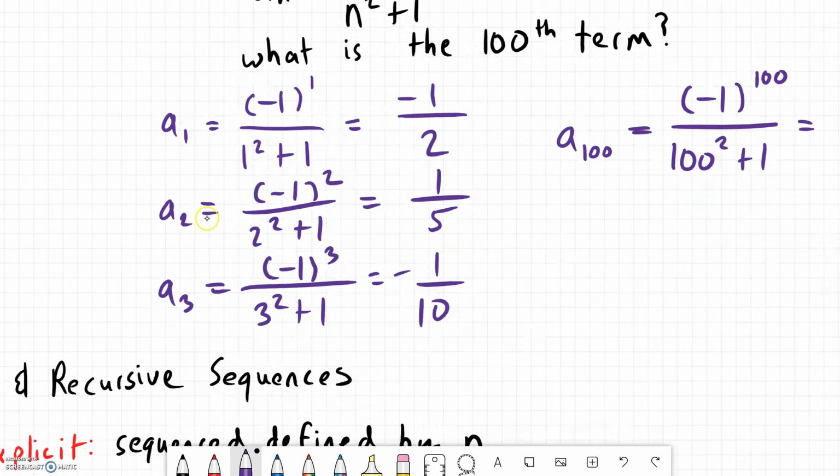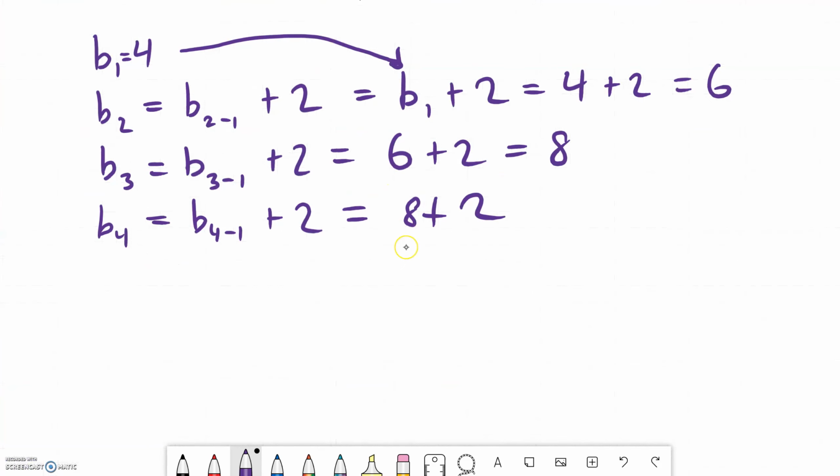Why did it go up? Let me just go back down. There we go.